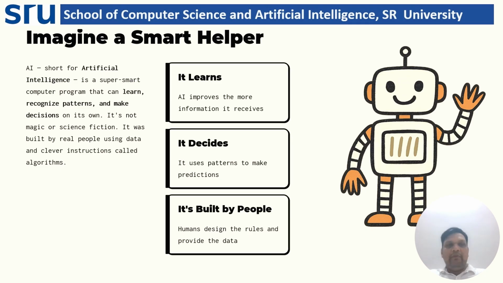Imagine a smart helper. AI means artificial intelligence. It is a super smart computer program that can learn, recognize patterns, and make decisions on its own. It's not magic or science fiction. It was built by real people using data and clever instructions, which are called algorithms.